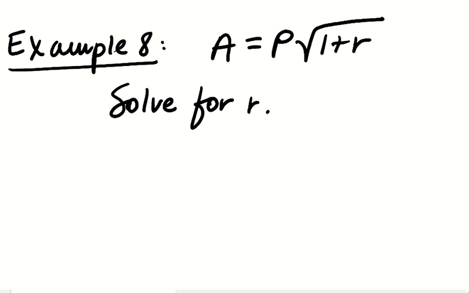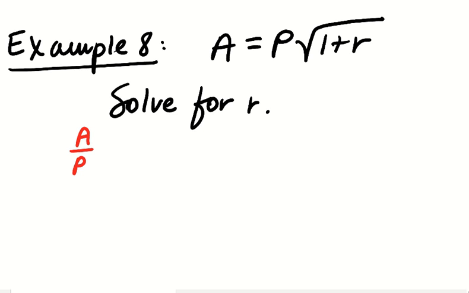All right, and the last example I've got for you is one where we're just going to solve for a variable. A equals p times the square root of 1 plus r. Solve for r. All right, well, we can do that. This is just get r by itself. So really the first thing in the way is this multiplication by p. So if I'm multiplying by p, to get rid of that, I'm going to need to divide both sides by p.